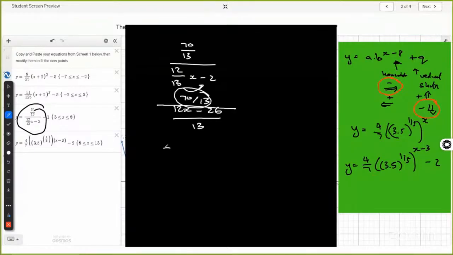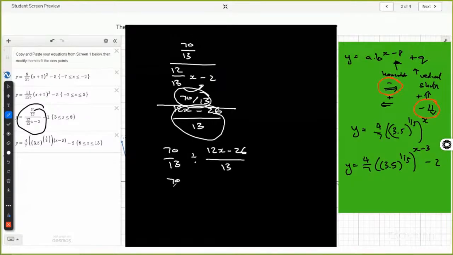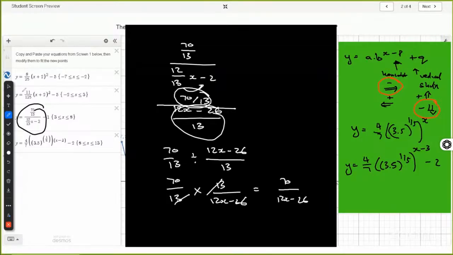I'm going to bring this to the left and I'm going to divide it at the bottom. And what happens when you divide a fraction by a fraction? It becomes times, right? The left stays the same, the right flips over. 13s will cancel. And so I can rewrite this as 70 over 12x minus 26. And that would be a much nicer version of this.